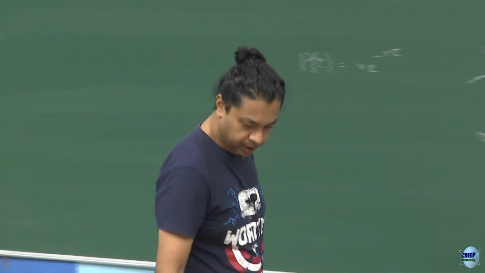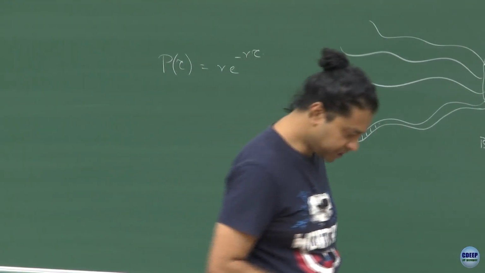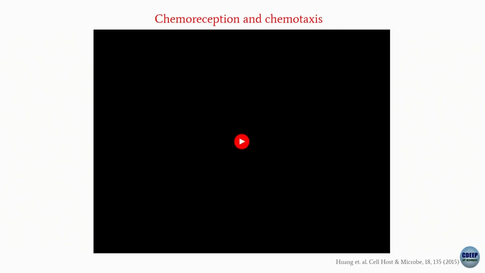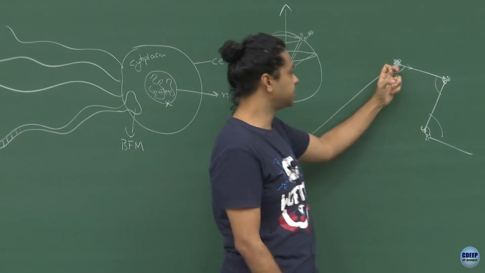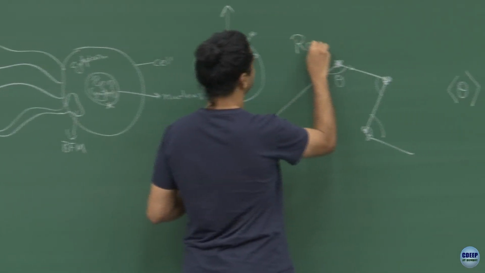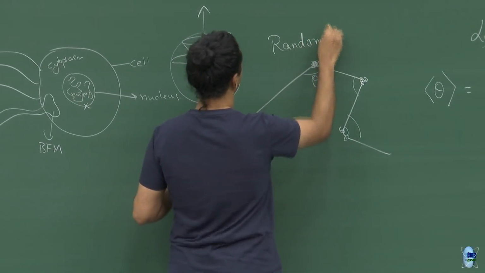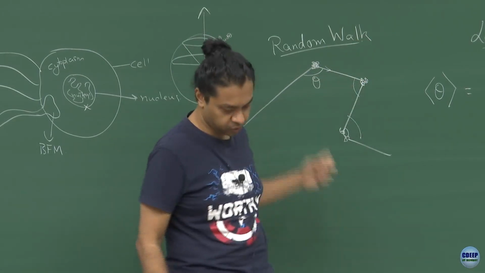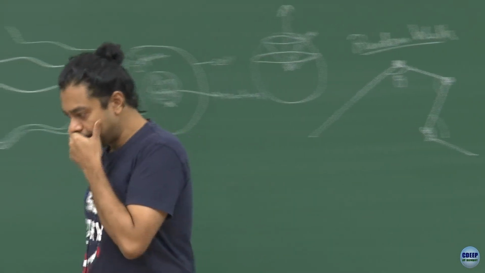Now, okay, so bacteria is swimming in these complex environments. And like I said, this swimming is a prototype of a random walk motion, where it walks for some time, then chooses a new direction, and then walks in that direction, and so on.